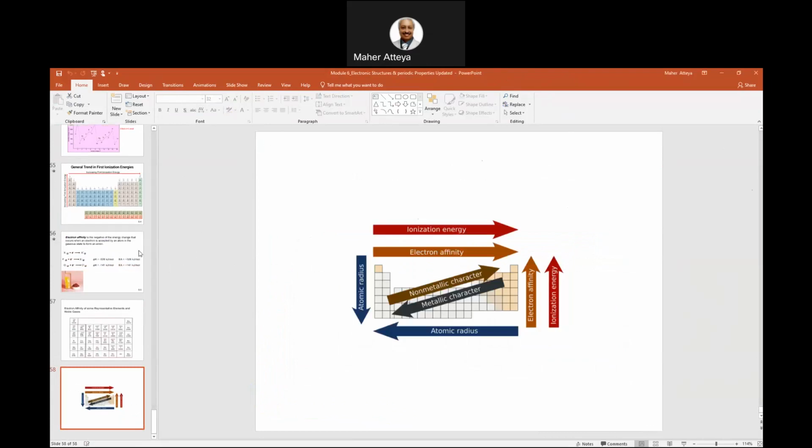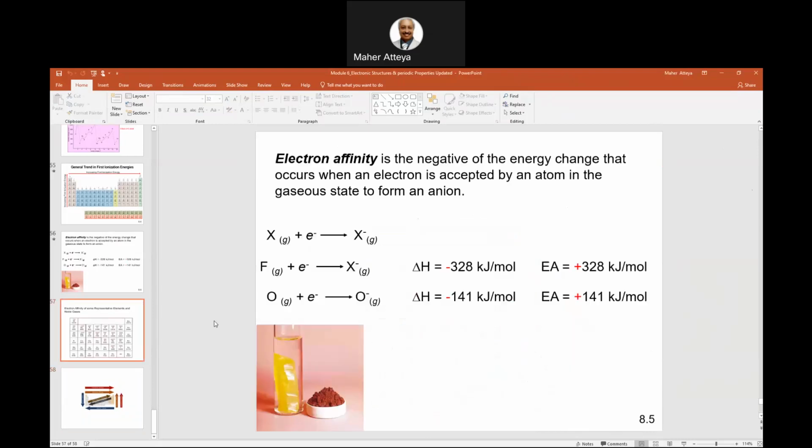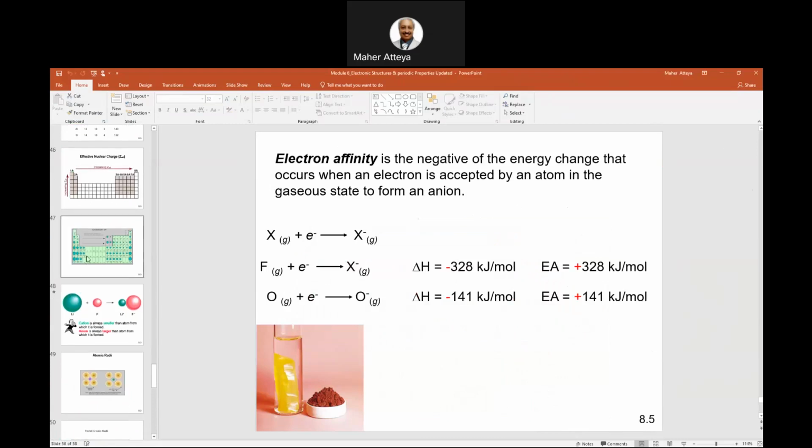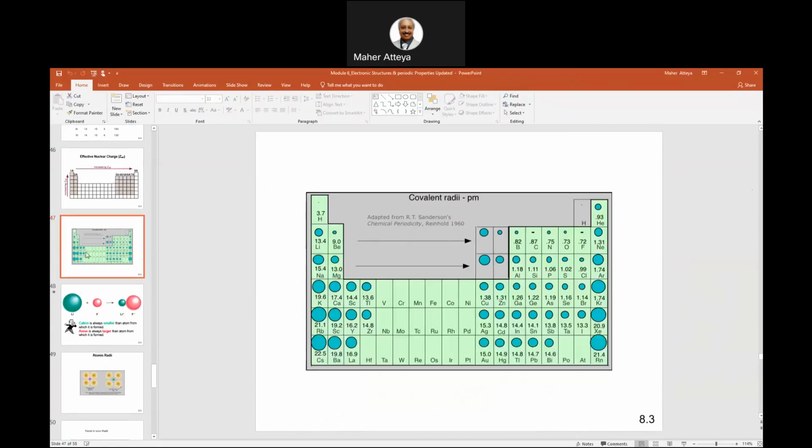Nuclear charge going from left to right is increasing, and going up and down it decreases. So you can see the relationship between the contents of the periodic table. Now here, atomic radius. So atomic radius is the opposite.